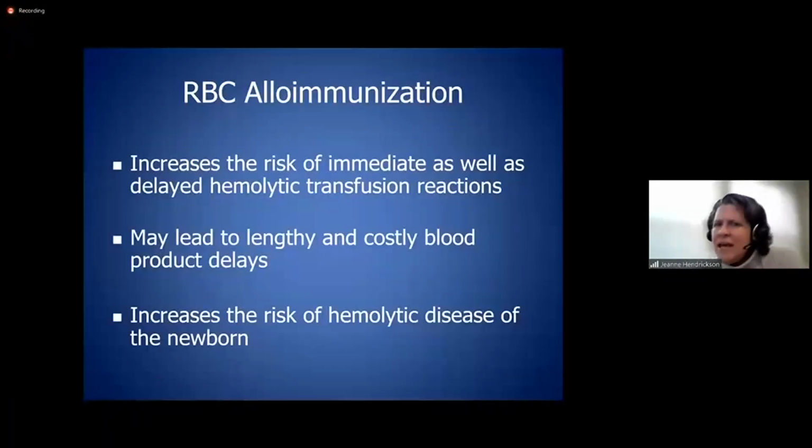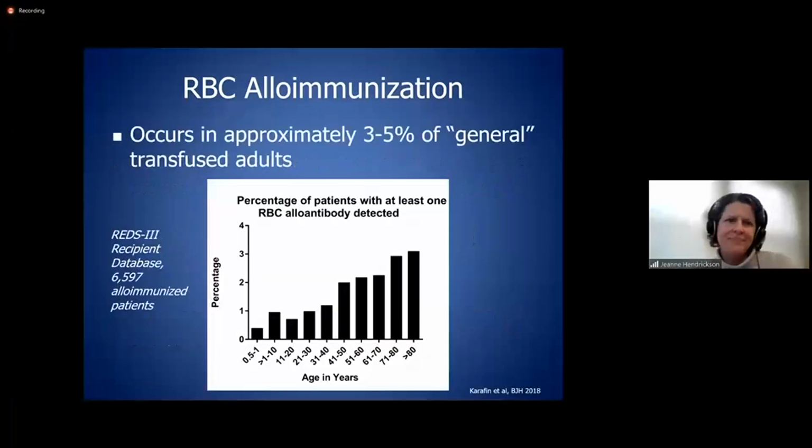But antibodies can increase the risk of immediate or delayed hemolytic transfusion reactions. They can also lead to lengthy delays in providing compatible blood for highly alloimmunized patients, and they can be significant in pregnancy as well. These are data from our US-wide REDS3 study, which was completed a few years ago, showing that about 3 to 5% of the general transfused patient population has antibodies. These antibodies increase in likelihood with increasing age of the patient.